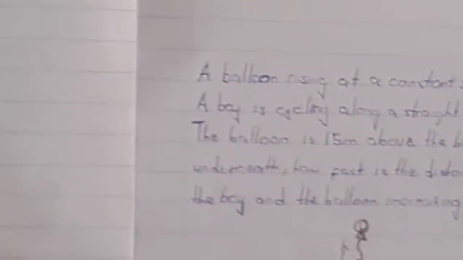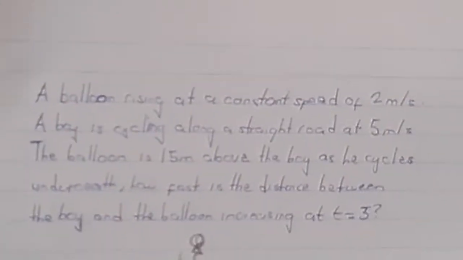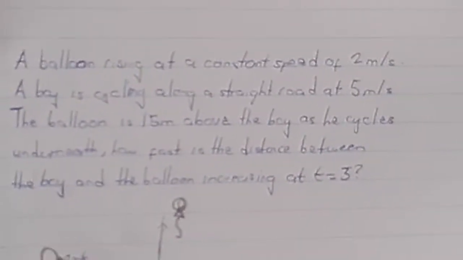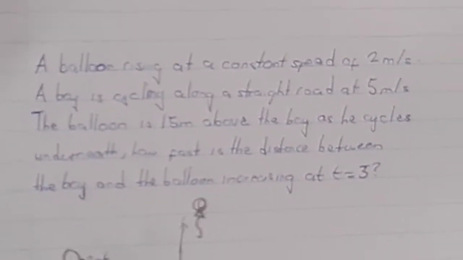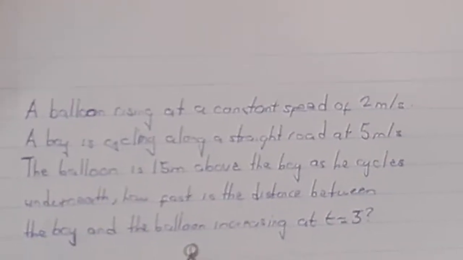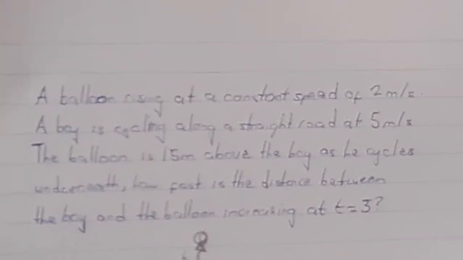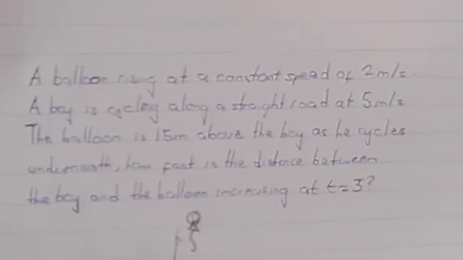This question talks about a balloon that is rising at a constant speed of 2 meters per second. The second half is a boy is cycling along a straight road at 5 meters per second. The balloon is 15 meters above the boy as he cycles underneath. How fast is the distance between the boy and the balloon increasing at t equals 3?